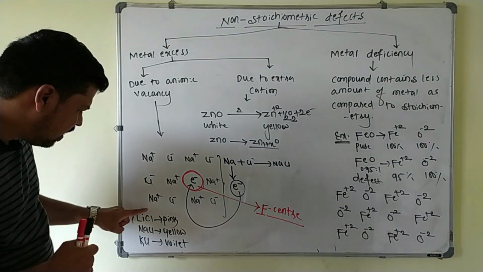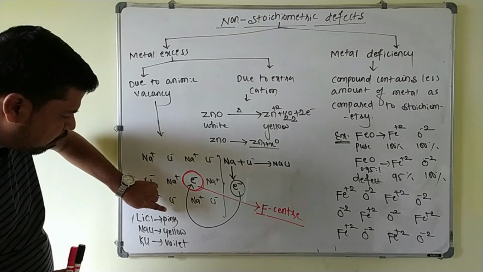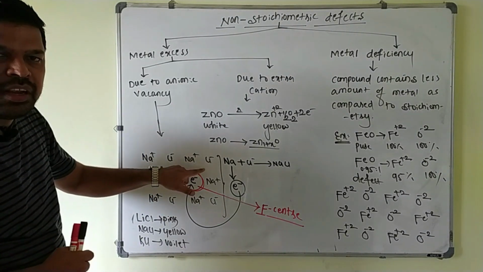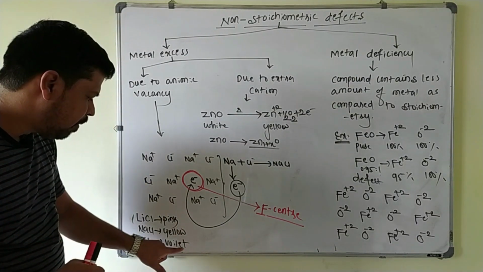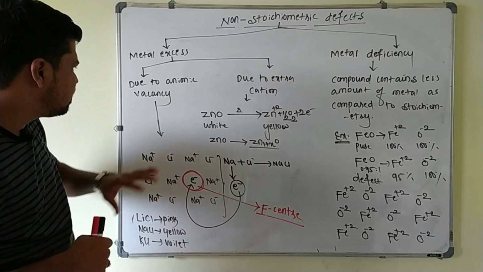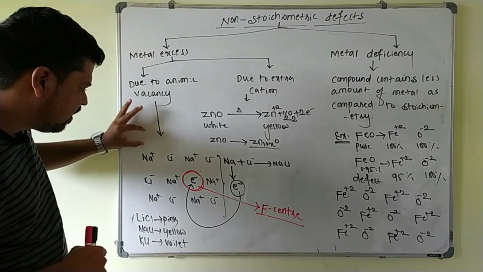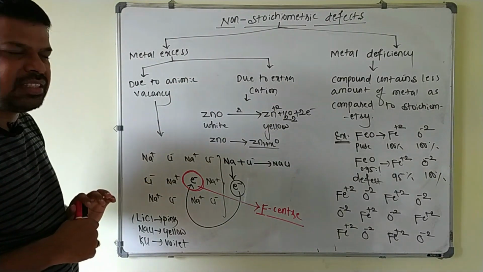Similarly, excess of lithium, sodium and potassium. Suppose excess of lithium is there, it will impart pink color to the crystal. If excess of sodium is there, already we know this one, it will impart yellow color. If excess of potassium is there, it will impart violet color to the crystal. This is about the metal excess defect due to anionic vacancies, that is, F centers are observed in the metal excess defect due to the anionic vacancy.